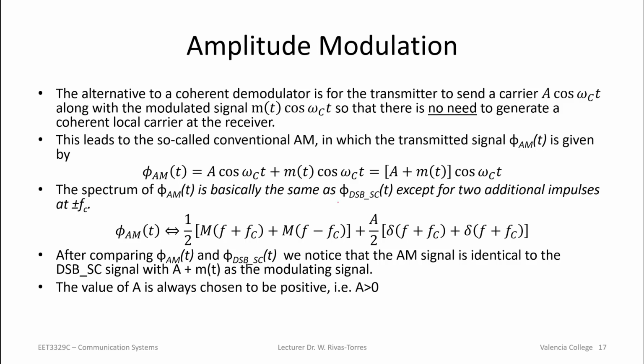So today I'm going to try to use my pen. So this is wrong. It should have been minus. Okay. So you're going to get the two impulses, one at plus and one at minus f_c, which is what the carrier should look like. So remember, the two signals are pretty much identical, except the amplitude, instead of being just m(t), is going to be A + m(t). And we always choose A to be a positive number, something greater than 0. And we'll look into more restrictions on A in just a little bit.